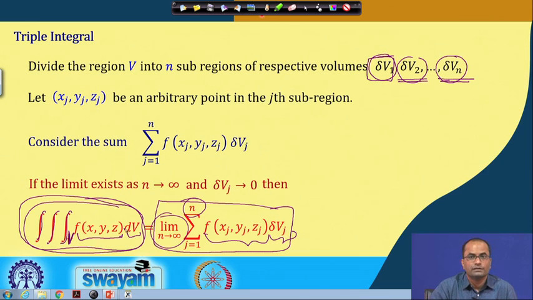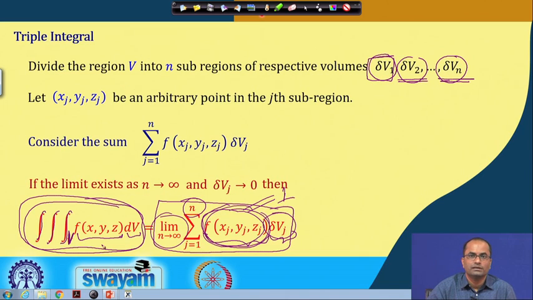Again, the physical interpretation, if we want to take a quick look. If, for example, this f is set to be 1, that means there is no f here. We are basically adding this delta V j, the volume of each subregion, and then taking the limit. By considering this f as 1, we will get nothing but the volume of that region again.